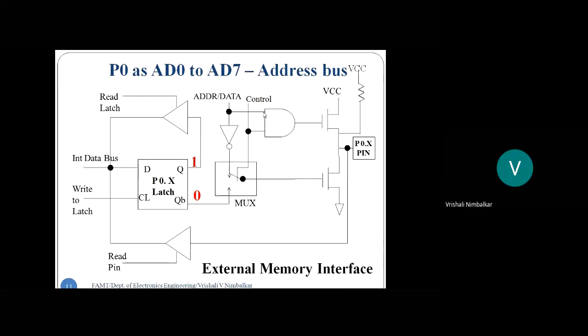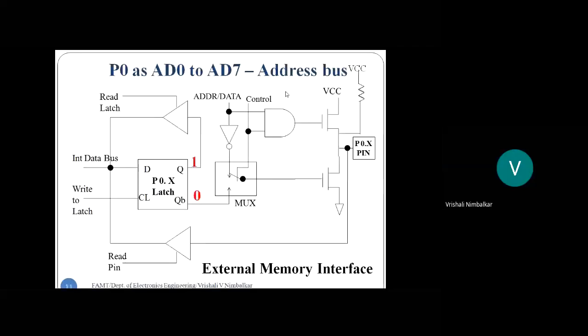Now the last point related to the port is that pins 39 to 32 can also function as the address and data bus. They can operate as address and data bus. When will this happen? When some external memory is interfaced to the microcontroller. Either it can be a RAM memory or it can be a ROM memory. Once interfaced, these pins behave as the address data bus.